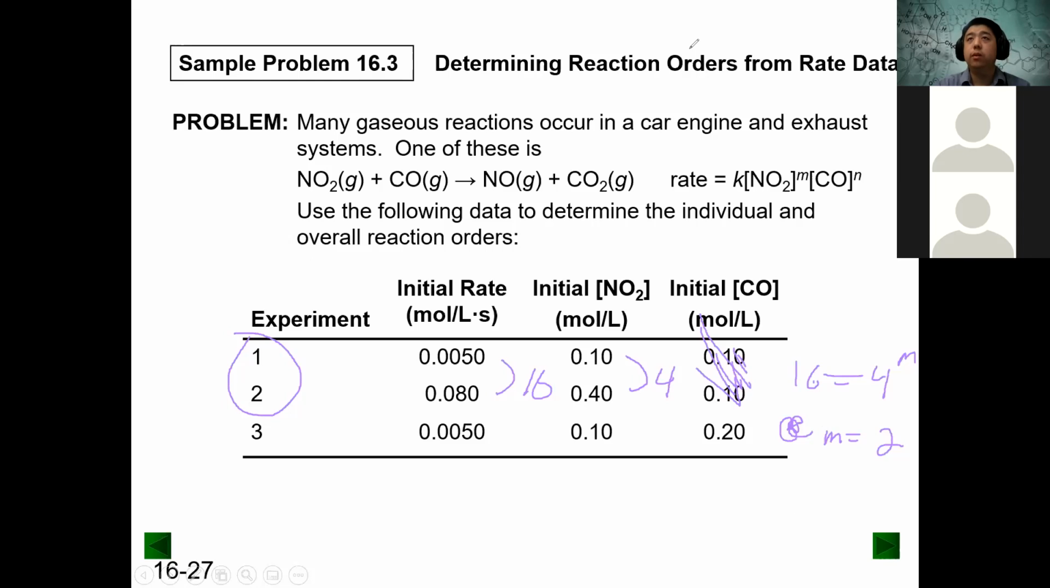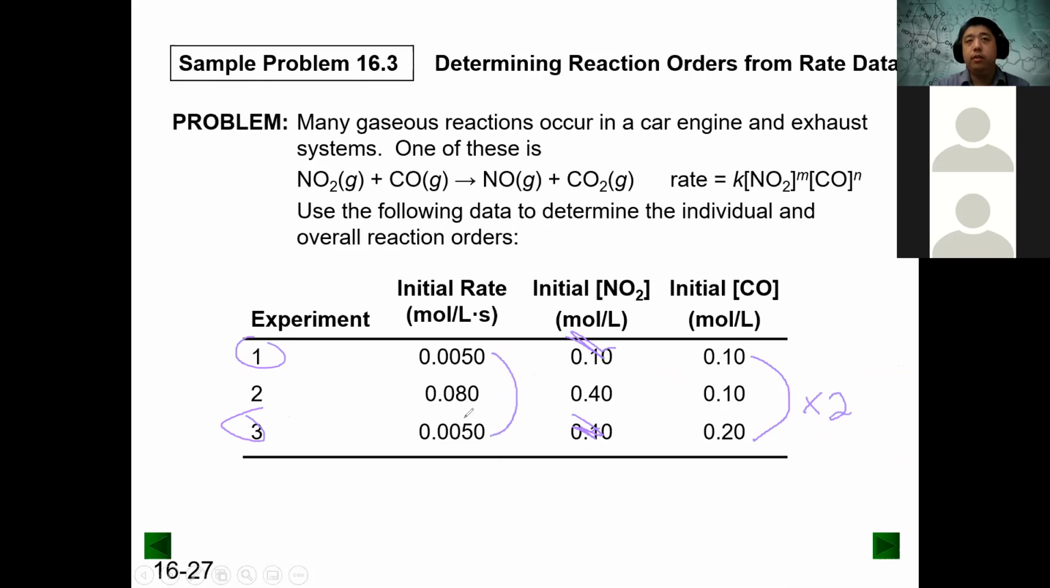Okay. Now with that done, let's go ahead and compare 1 and 3. So NO2 stays the same, so I don't care about it. This has essentially doubled, but this stays the same. So this is 1 times. So 2 to the n power is equal to 1. So n is equal to 0. Any questions?